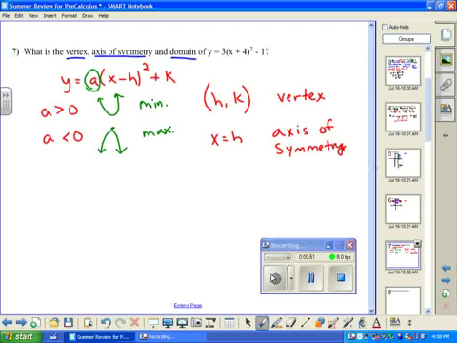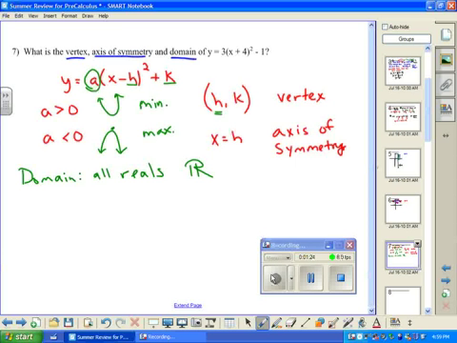And the coordinates of our vertex are found through the points h, k, or the values of h and k will give us our vertex. And the axis of symmetry is just the vertical line through the vertex. So the vertical line will be x equals whatever the x-coordinate of our vertex is. And then domain, well, the domain we know is always all reals. And the symbol for all reals is a double bar R.